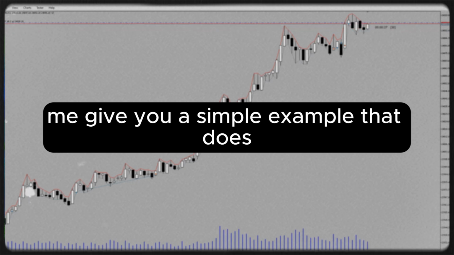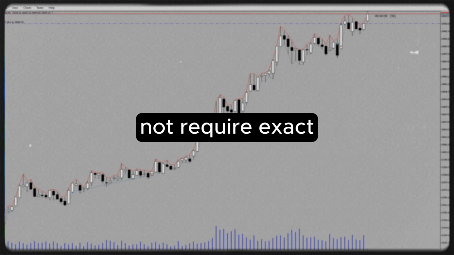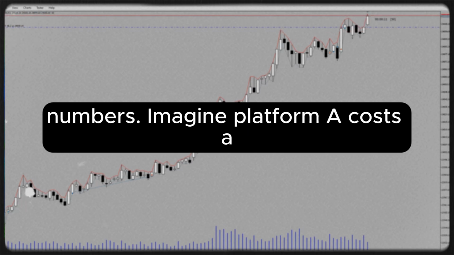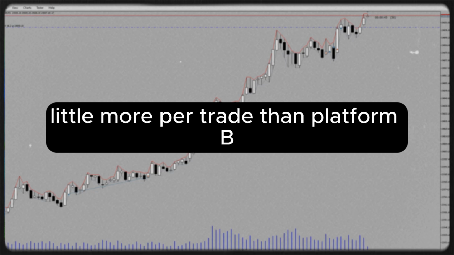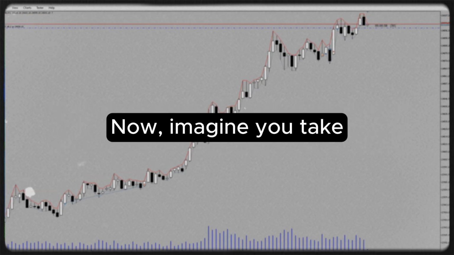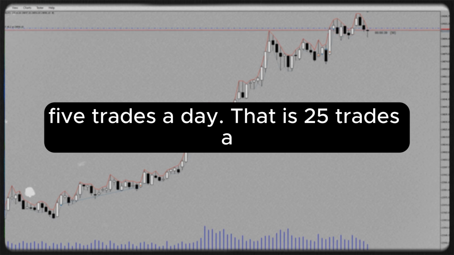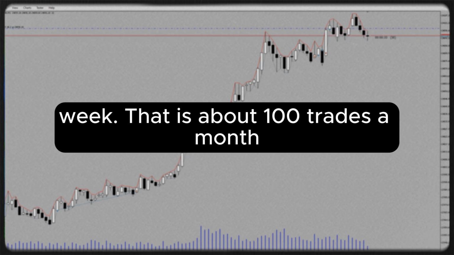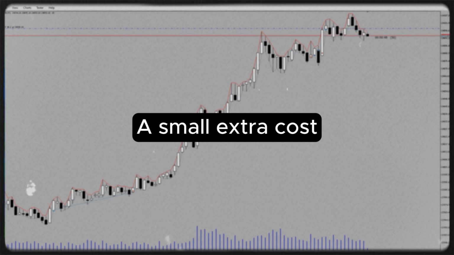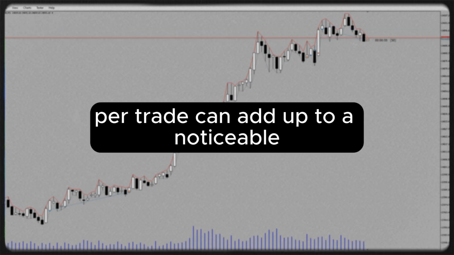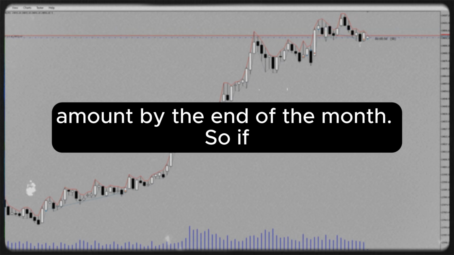Let me give you a simple example that does not require exact numbers. Imagine Platform A costs a little more per trade than Platform B. Now, imagine you take 5 trades a day. That is 25 trades a week. That is about 100 trades a month. A small extra cost per trade can add up to a noticeable amount by the end of the month.